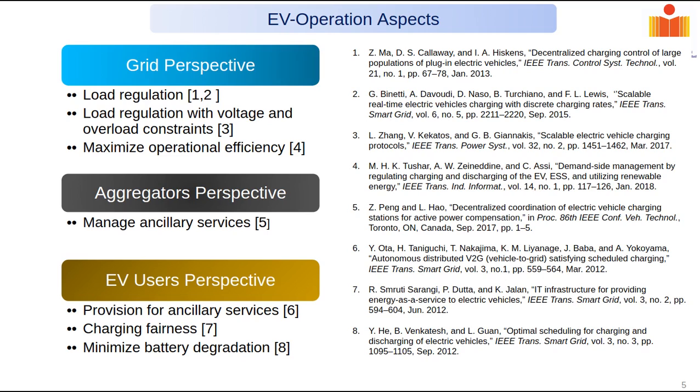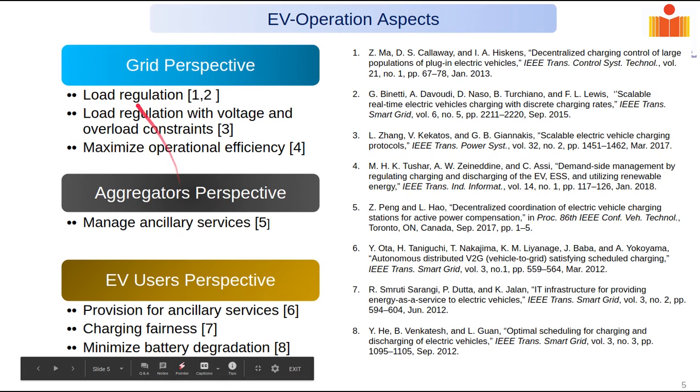When we started looking at these electric vehicles, we carried out some literature survey, and we identified what the usual problems and concepts are here. First, look from the grid perspective: load regulation with voltage and overload constraints, and maximizing the operational efficiency. In the presence of electric vehicles, looking from the grid operator perspective, that means the distribution operator perspective, how can this load regulation or the maximization of efficiency be done?